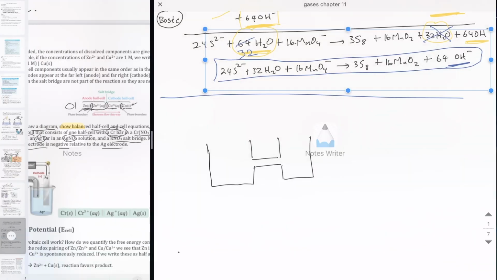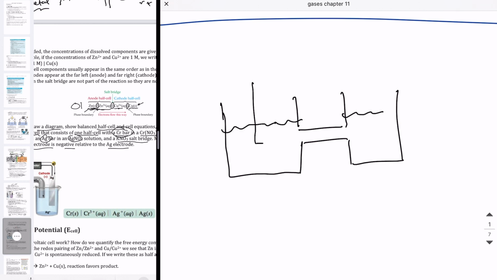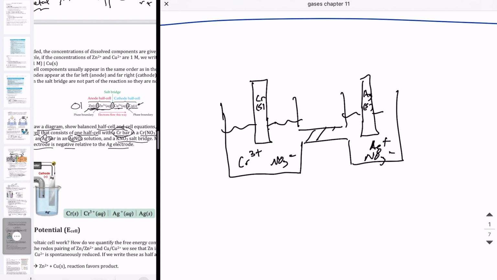If I were to draw this, this is what I would start with. I would start with a drawing that looks like that, just to have the two compartments. And then on one side, I'll put in my solutions, and then afterwards I put my electrodes in. Remember that one electrode is going to be chromium, so this is chromium solid. The other one is going to be silver solid. And then I have some chromium floating around here. I have some nitrate floating around. I have some silver floating around. I have some nitrate also floating around. This is my salt bridge, so I usually just label it that way.